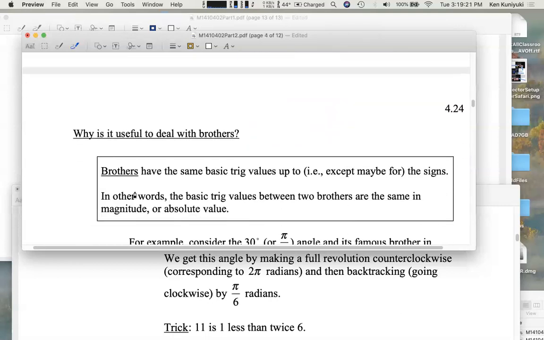Why do we care about brothers? Brothers have the same basic trig values up to, that is, except maybe for, the signs. In other words, the basic trig values between two brothers are the same in magnitude or absolute value. They can only differ at most by signs. All right. So we're going to talk more about this sign issue, SIGN, positive and negative, next time.